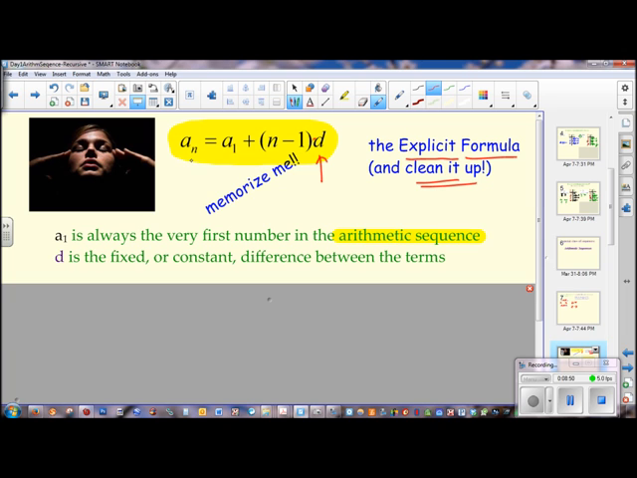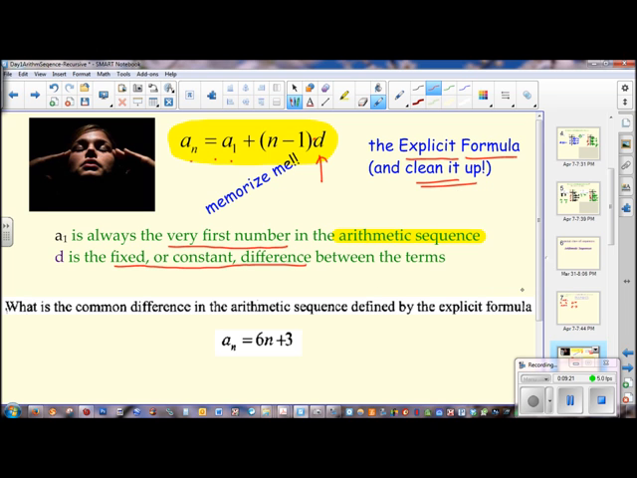This says that any position is equal to the first position in the sequence, whatever a sub 1 is, the very first number, plus, if it's arithmetic, we're adding, think of it that way, n minus 1, there's the idea of the term before the one you want, and then we're going to multiply by D, our common difference. So A is always the very first number in the sequence. D is that fixed or constant difference that we found on the last screen. We'll plug everything in and then we'll clean up that formula. We always want a simplified version of it.